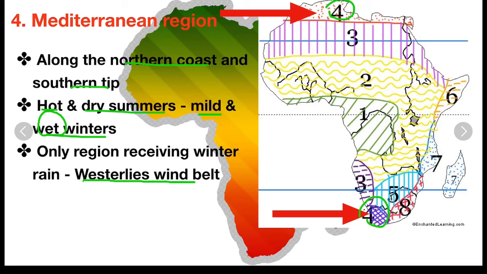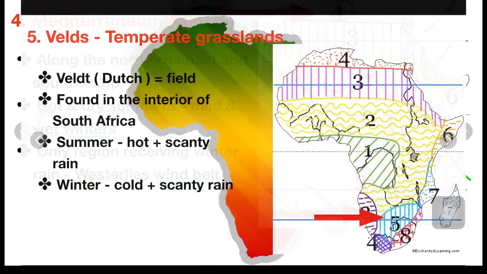Why? Because the region comes in the westerlies wind belt. Here the trade winds wind belt is there, and this region is the westerlies wind belt region. So these regions are receiving rainfall due to the westerly winds which carry moisture from the nearby ocean, Atlantic Ocean.